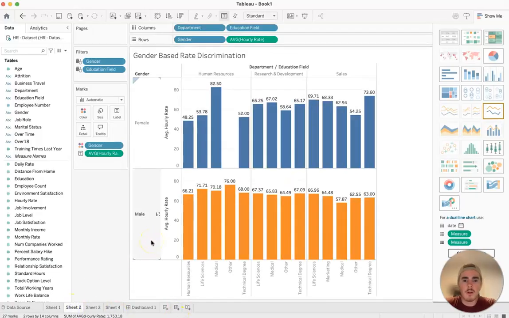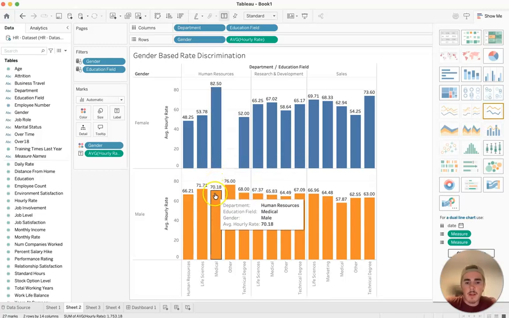Going to sheet 2, this is telling us gender-based rate discrimination. It's comparing the genders, female and male, and their average hourly rate. As you can see here on job, for example, human resources, a male's hourly rate is 66.21 and a female is 48.25. This chart can show us how the average hourly rate can vary based on their average educational field. So in a medical field, a male gets an average hourly rate of 70, and the female gets 82.5.